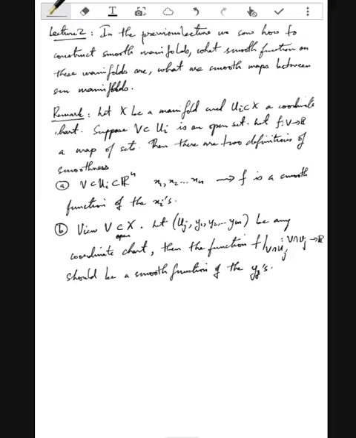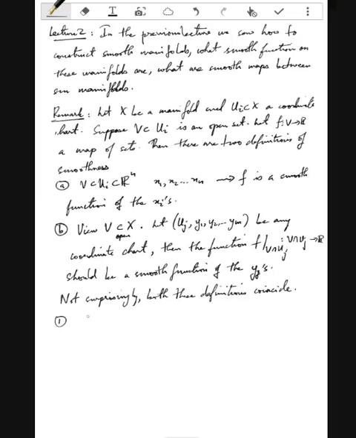So not surprisingly, both these definitions coincide. This is nice because this means that on V, the smooth functions now are the same as the smooth functions earlier. So let's see a quick proof of this.